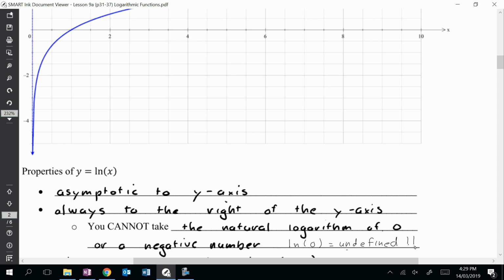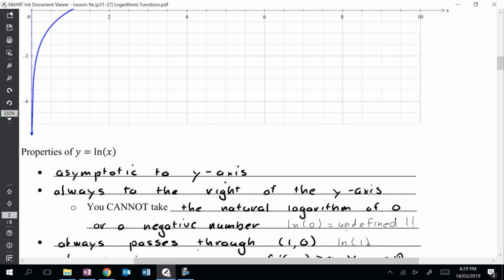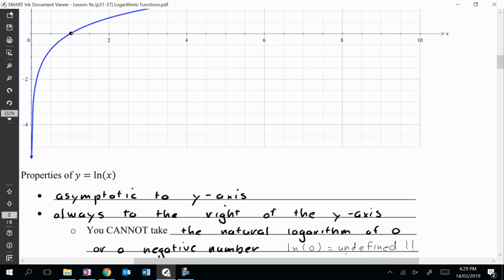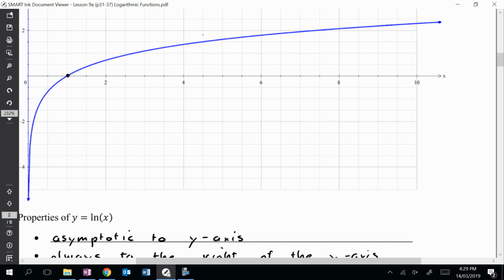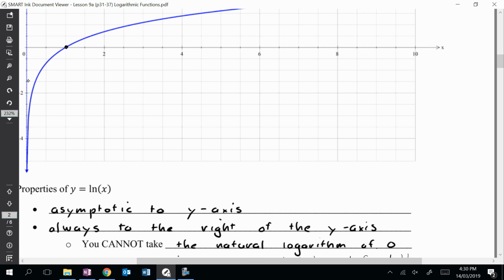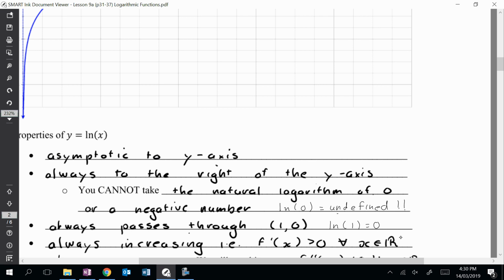Okay, another thing we could notice is that it always goes through (1, 0), and that's because ln of 1 is always equal to 0. So this point is always true for ln of x. Now it's always increasing, so if we go back to our graph and have a look at it, we notice that it's always going up as we go to the right. So it's always got positive slope, which means that the derivative will always be greater than 0 for all x in the domain. So wherever the function exists, the derivative is greater than 0.